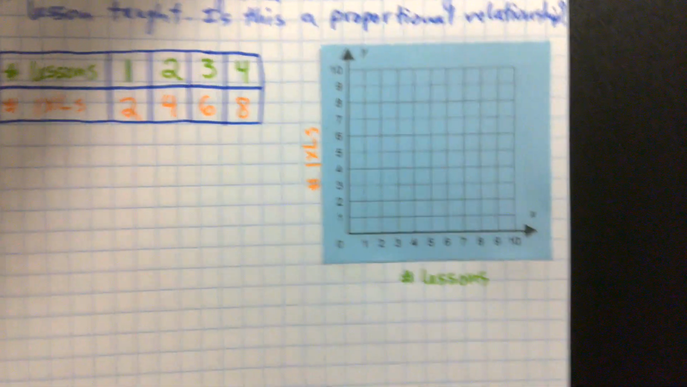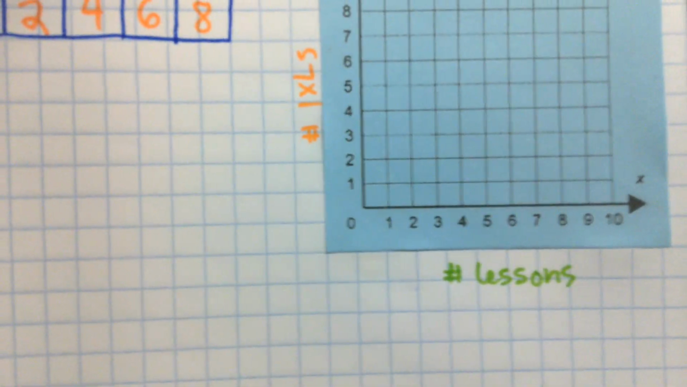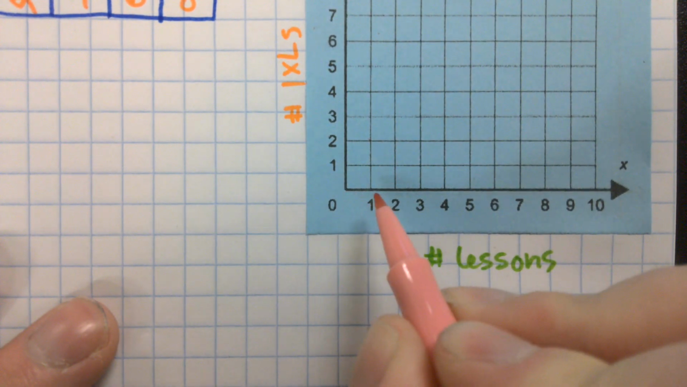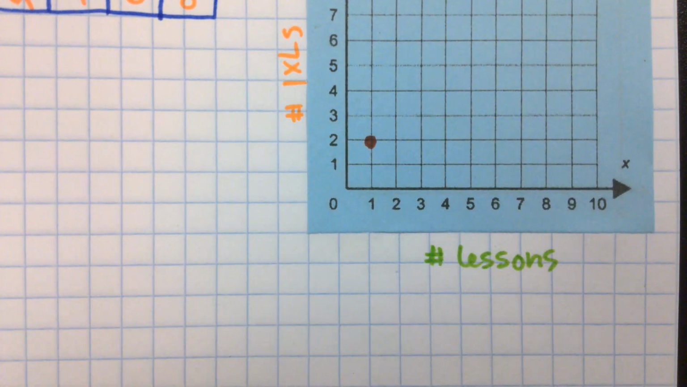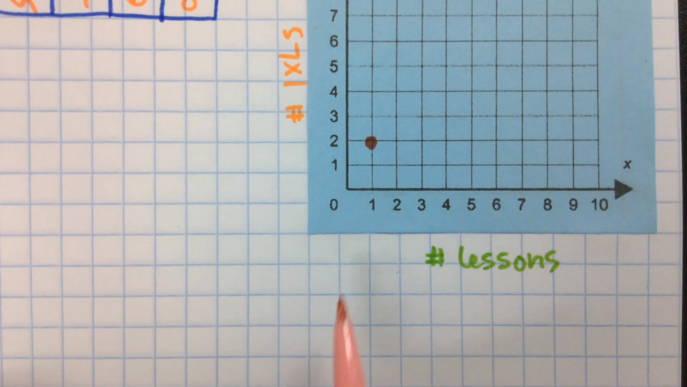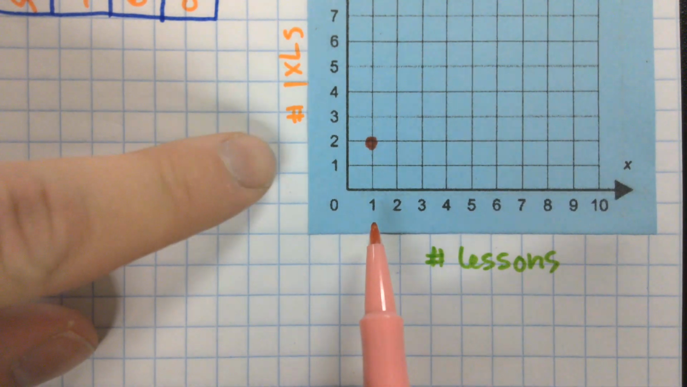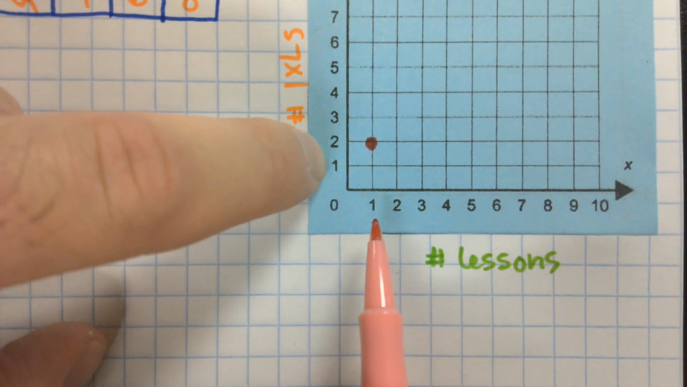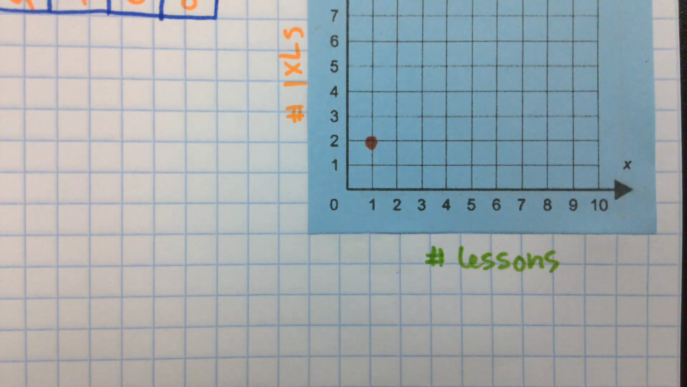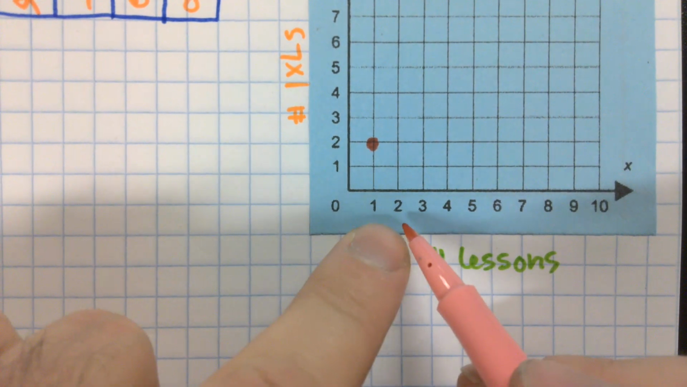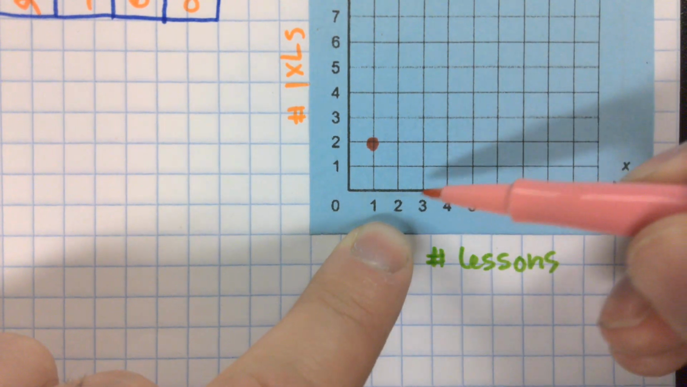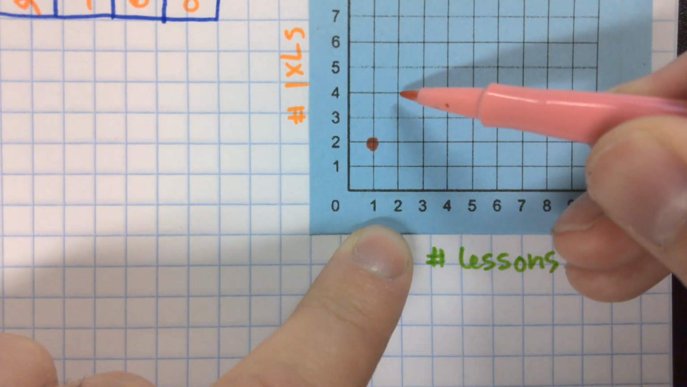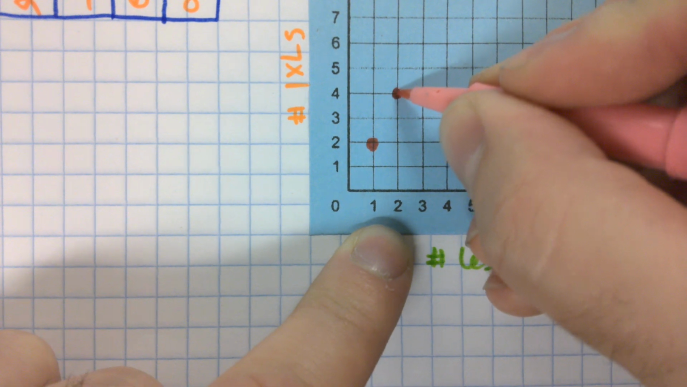I'm going to zoom in here on this. We go 1 on the x, 2 on the y, and make our first point right there. That shows that after 1 new lesson, you receive 2 IXLs. Thumbs up if you're with me so far. Okay, half of us. Good. Now, if there's 2 new lessons, how many IXLs are there? 4. 4. So 2 new lessons on the x. We go up to 4 IXLs on the y and make our second point.